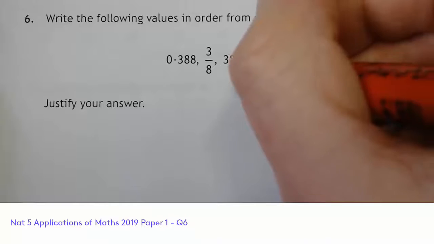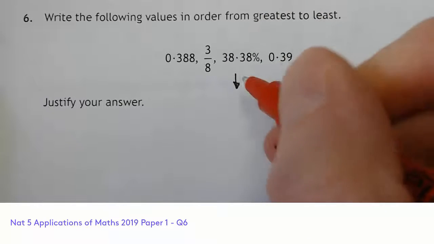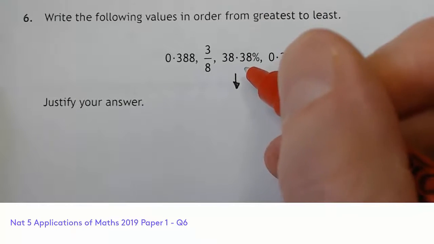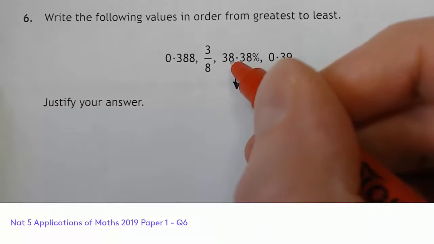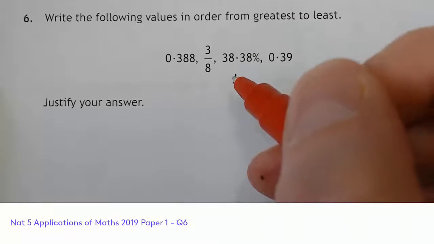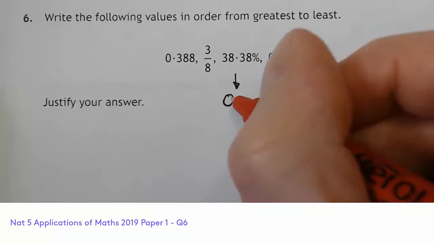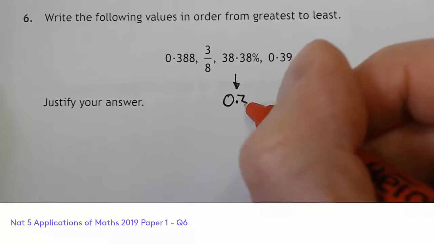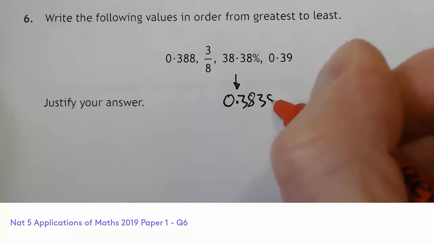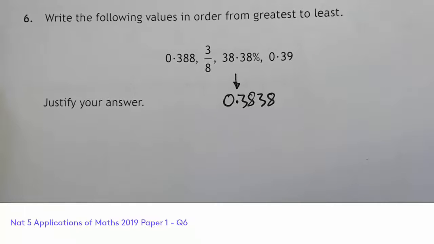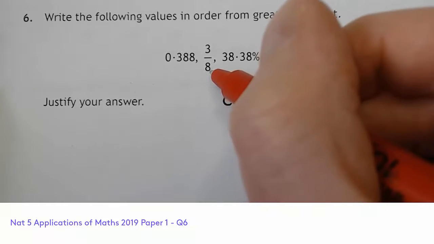So, this one's easy enough. If we divide this by 100 to get it in decimal, these two digits go to the right by two decimal places. So that is an equivalent of 0.3838.